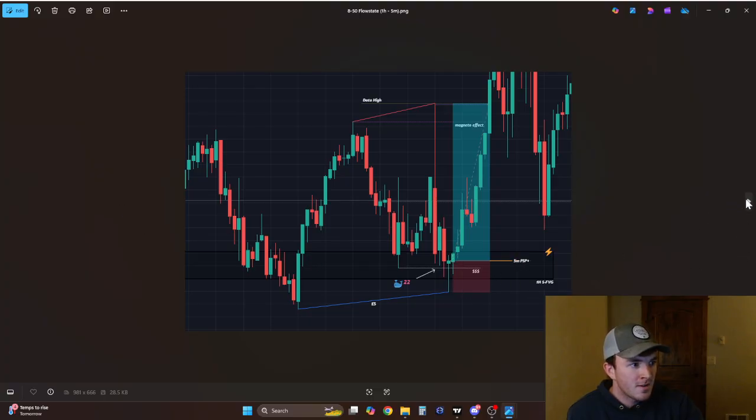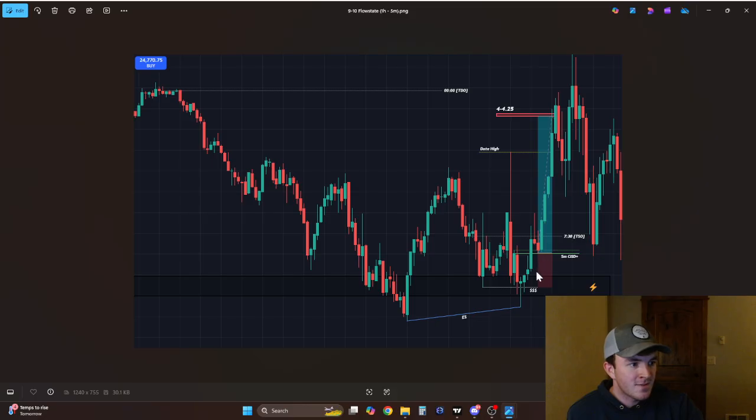you can align this with this 5-minute pin bar, which is a precision swing point. You could align this with a 5-minute change in state delivery. This is your normal flow state entry, right? Liquidity sweep, 5-minute change of state, bang.